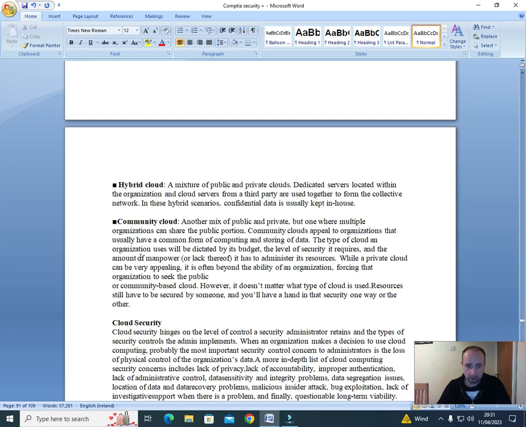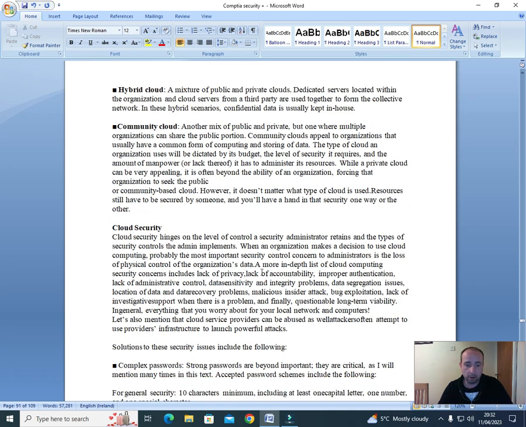The type of cloud an organization uses will be dictated by its budget, the level of security it requires, and the amount of manpower, or lack thereof, it has to administer its resources. While a private cloud can be very appealing, it is often beyond the ability of an organization, forcing that organization to seek public or community-based cloud. However, it doesn't matter what type of cloud is used, resources still have to be secured by someone, and you'll have a hand in that security one way or another.